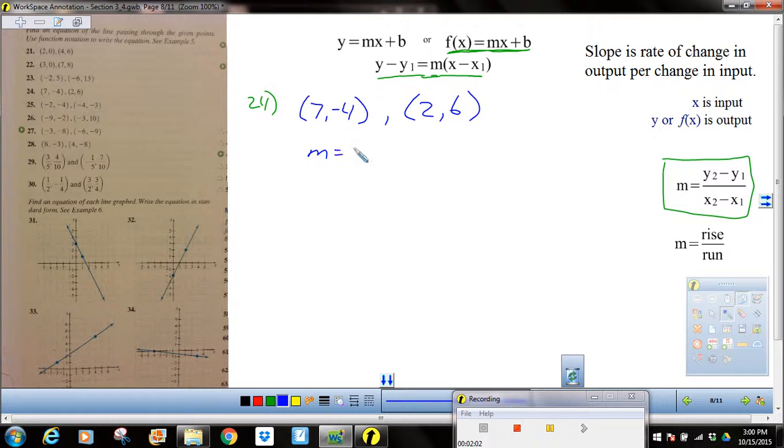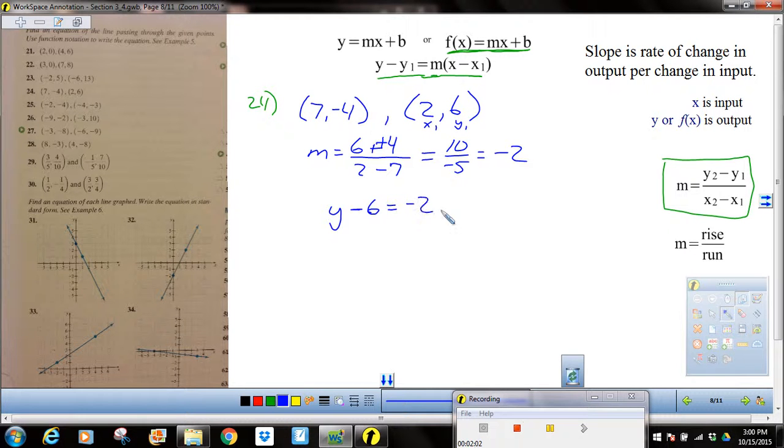First I need the slope, y2 minus y1, x2 minus x1. Ten divided by negative 5 is negative 2. The slope is negative 2. I plug it into the point slope equation. I think I will use this point for x1 and y1 just because I don't have any negatives on this one. I think it'll be easier to use.